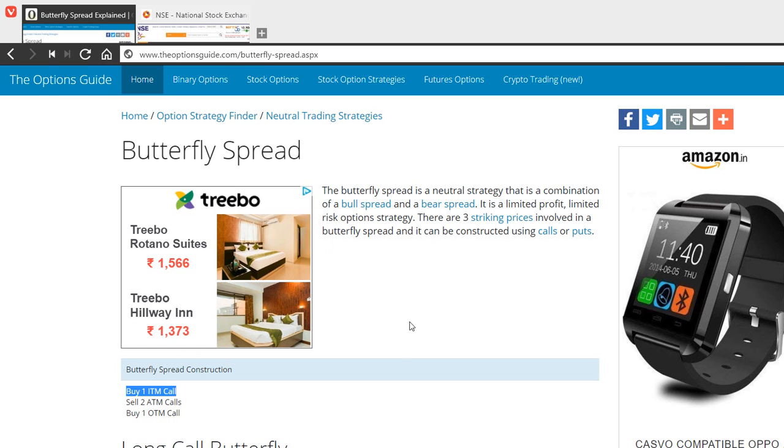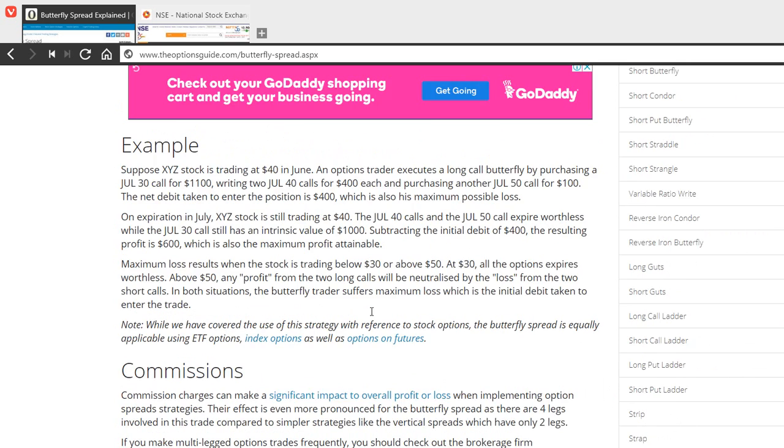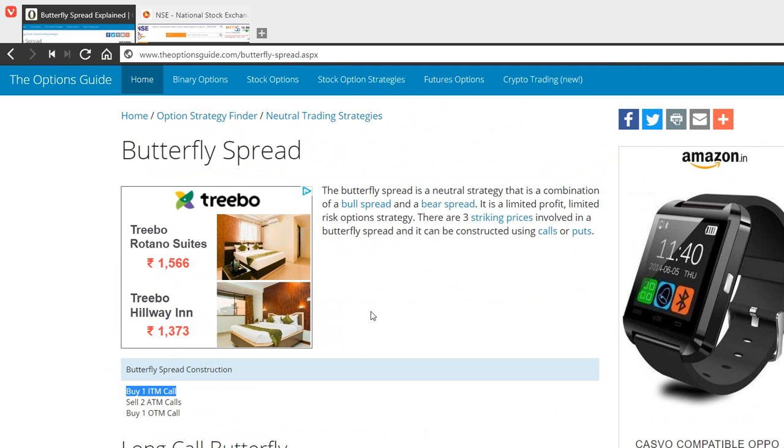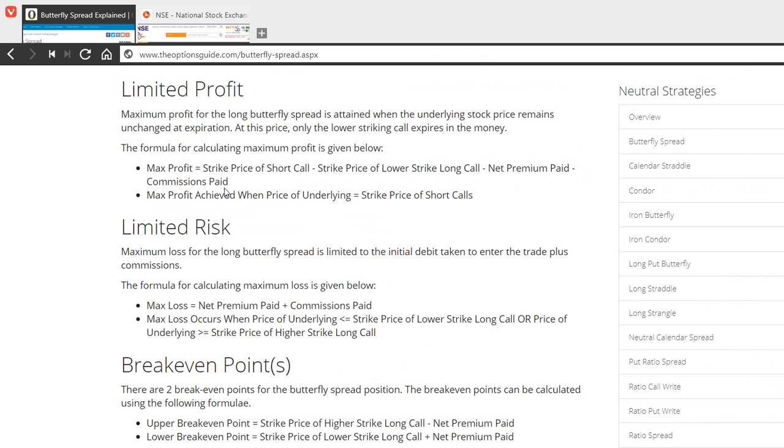So that's pretty much about butterfly spreads. This is the payoff diagram. As you told, this is exactly how it looks like a butterfly, and that's exactly how it is set up. So you can call it double butterfly spreads when you are creating on both sides. If it is on the call side, it's known as long call butterfly, and on the put side, it's known as long put butterfly. So that's pretty much about it.